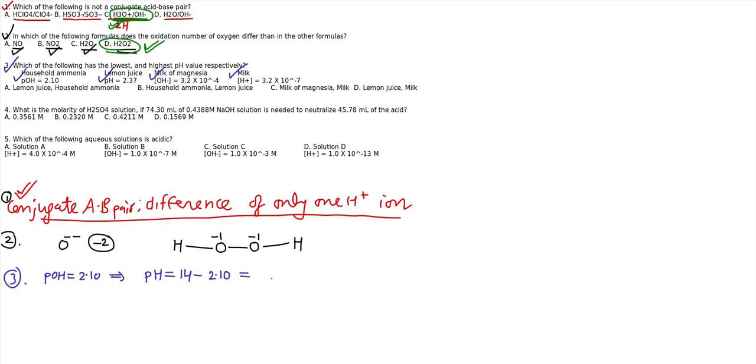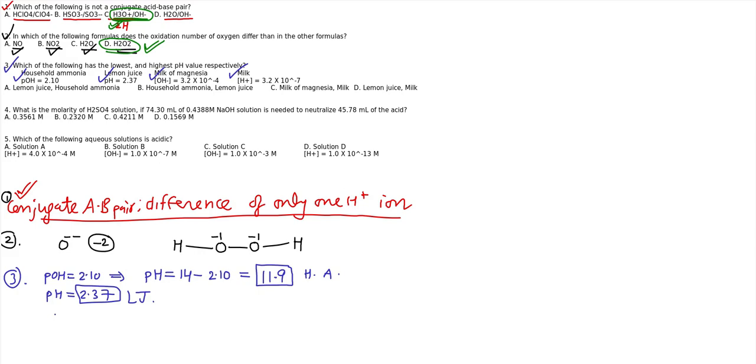So if you subtract this, 10 minus 1 will be 9 and 3 minus 2 will be 1, and again 1. So 11.9, that is the pH of household ammonia. Second is the pH directly given for lemon juice, so we don't have to do anything here. It is 2.37, and this is your lemon juice.